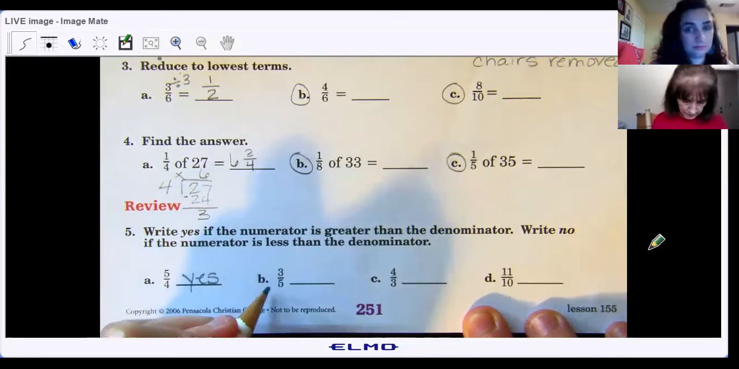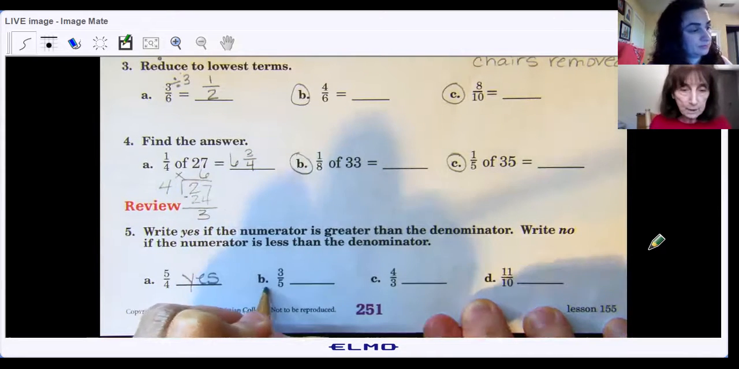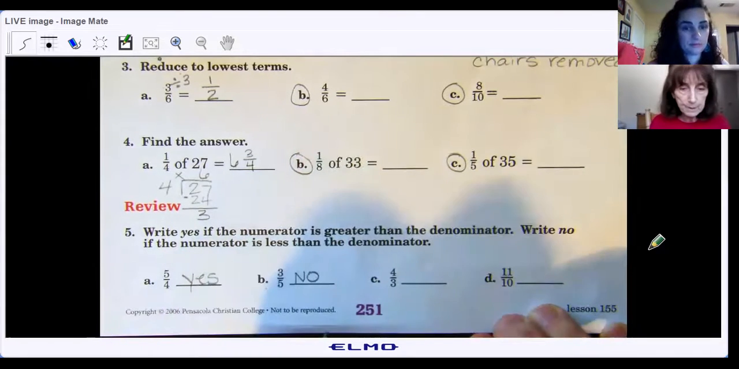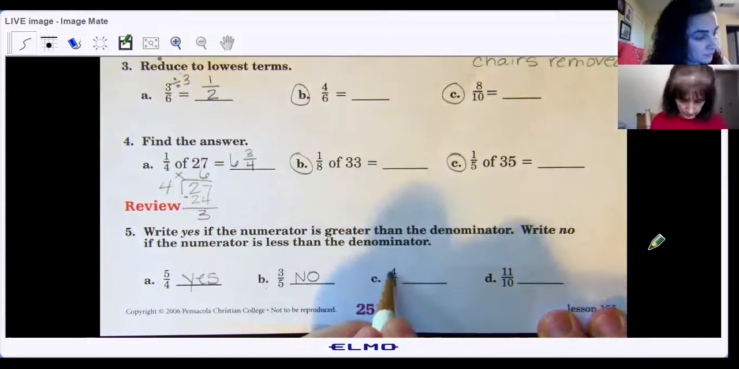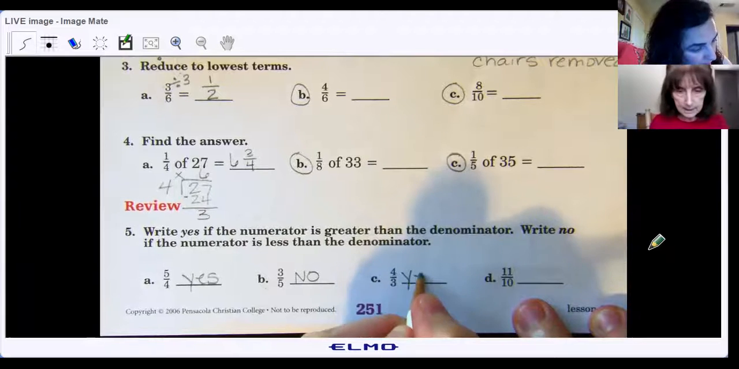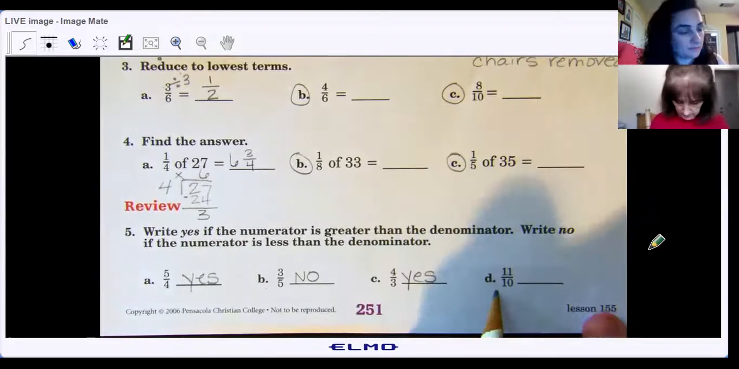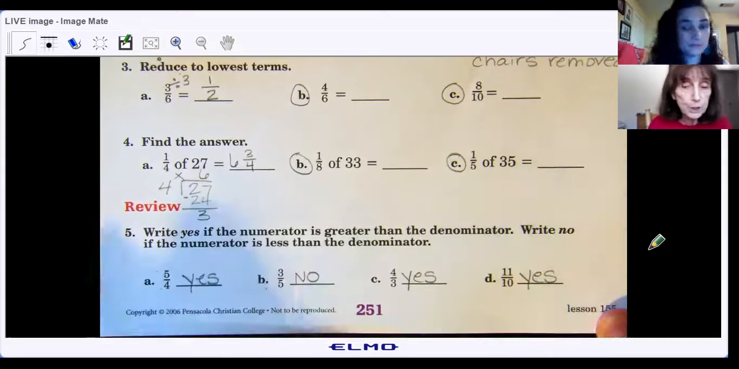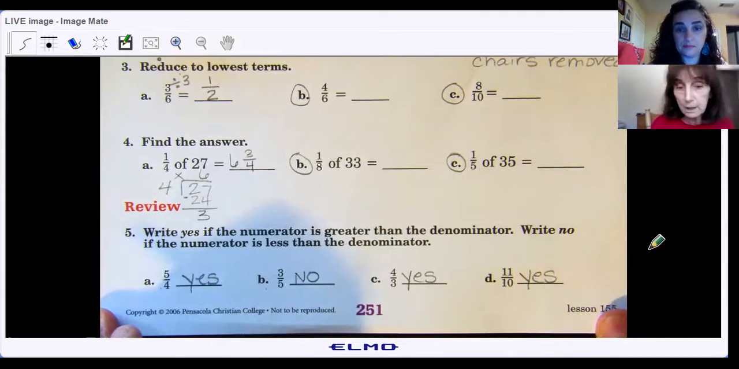B, is 3 bigger than 5? No. So no is your answer. Is 4 bigger than 3? Yes. And is 11 bigger than 10? Yes. Now, if you're watching the video, you have all those answers. If you don't, and there's no answers in that, you did not watch the video.